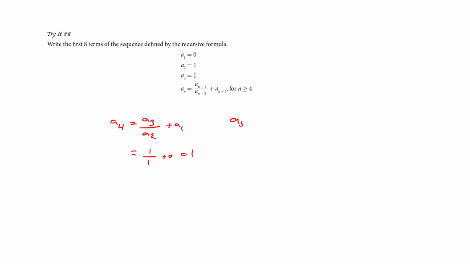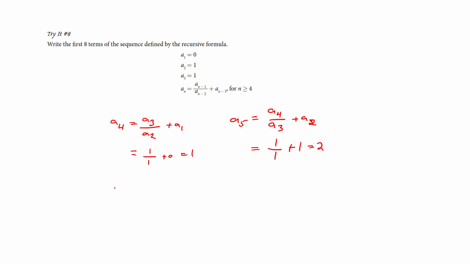Okay, now we're ready for A5. That's going to be the iteration just before us, and then 2 iterations ago, plus 3 iterations ago. So we just need to plug in our numbers here. A4 turned out to be 1. A3 was also 1. A2 was also 1. So this is all going to turn out to be 2.